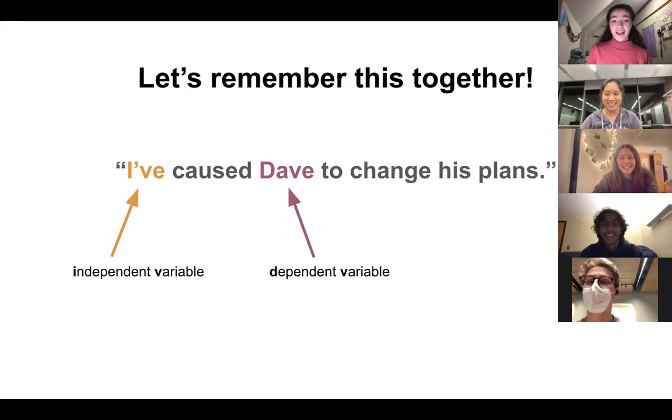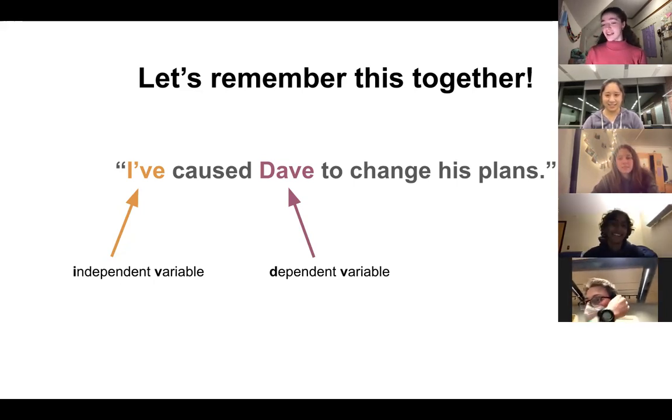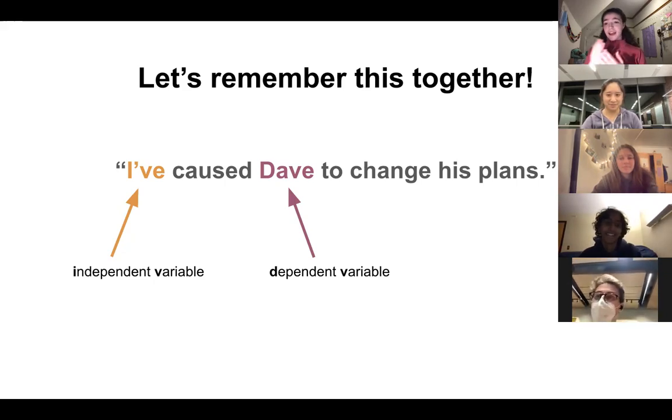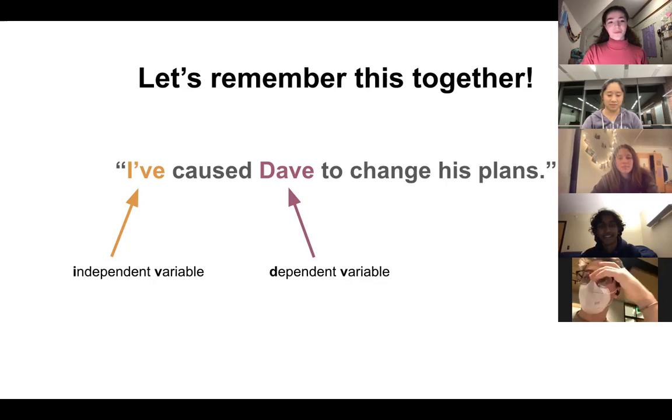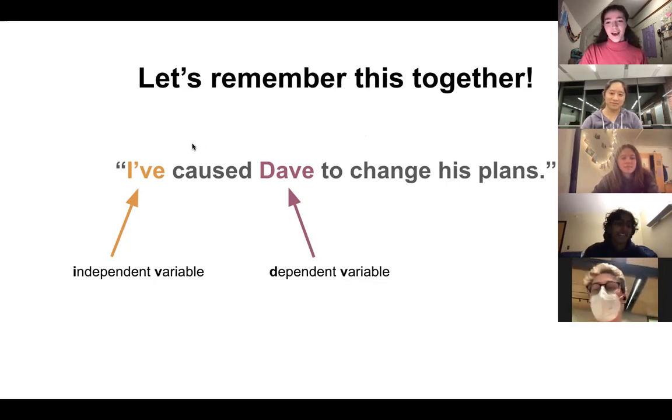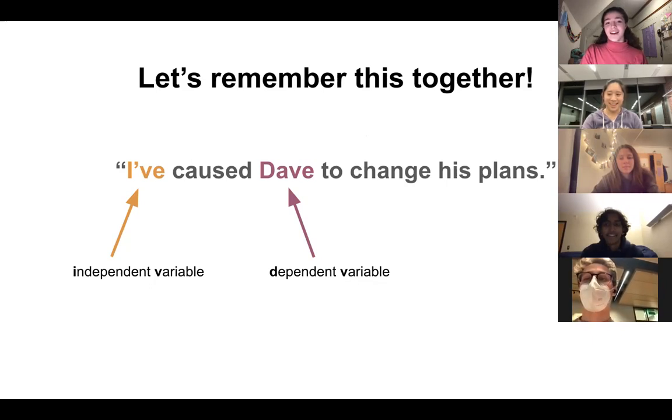Yeah, awesome. And so we see I've has IV in it, which stands for independent variable. And Dave has DV in it, which stands for dependent variable. And I am causing Dave to change his plans. So the independent variable is causing that dependent variable, which is Dave's plans changing. So let's repeat it one more time. I've caused Dave to change his plans. And we can say it all together. I've caused Dave to change his plans.